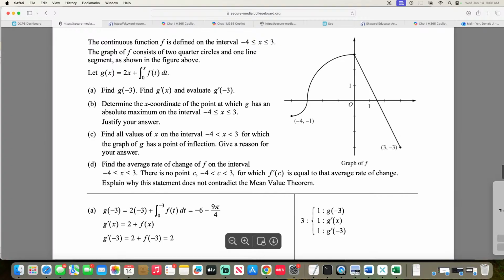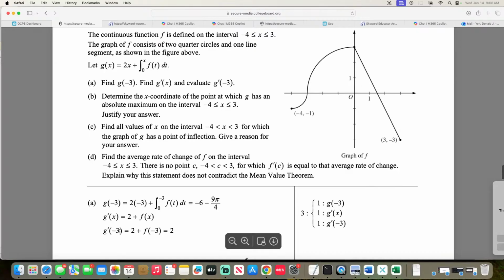The second point, g prime of x, that's easy also. Take a derivative of 2x, it's 2. And then take a derivative of this, and the boundary is x, so it'll end up being f of x. Is that okay? The third point is plug in -3.